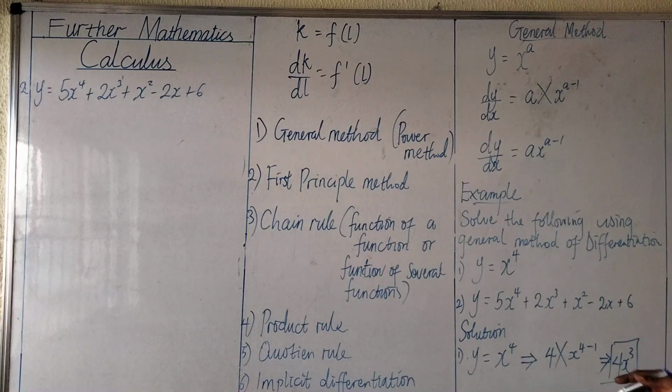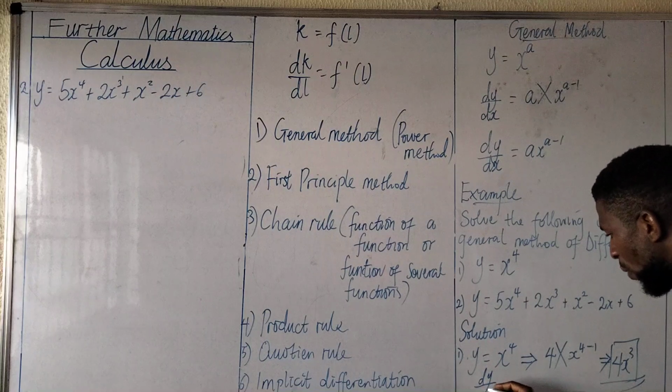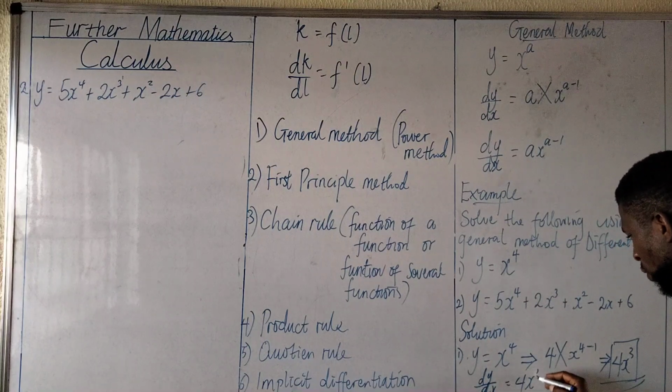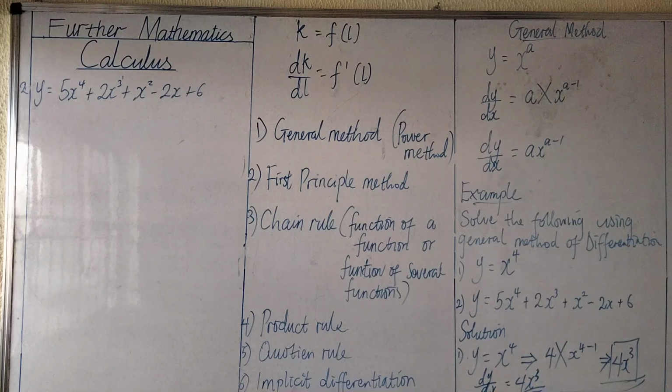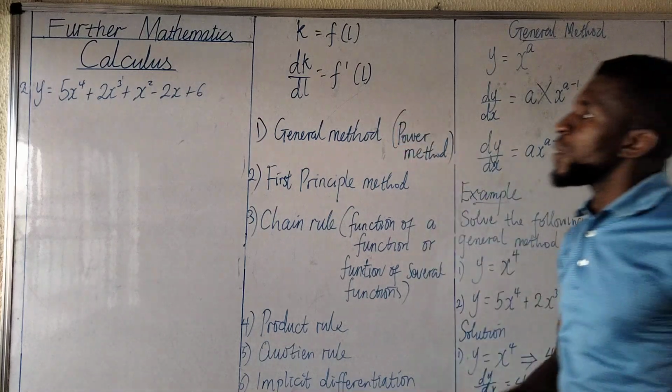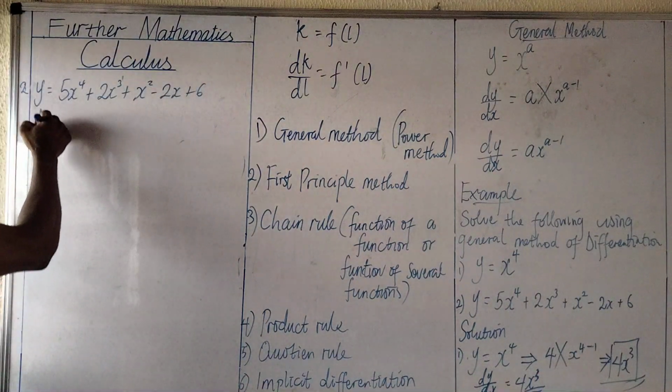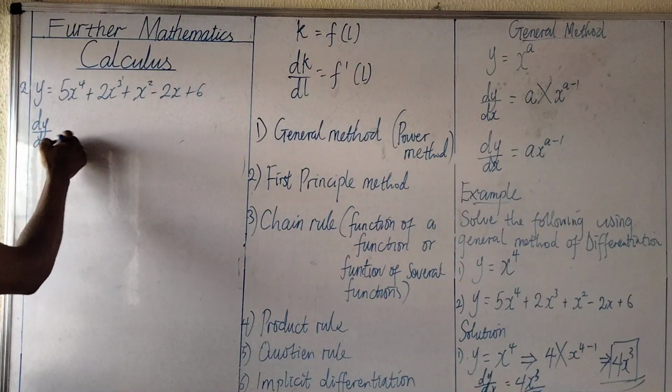Okay, the answer of this is 4x raised to the power 3, that is our dy over dx is 4x raised to the power 3. So this is the final answer. So number 2 is what we are doing over here. To differentiate this with respect to x, it will be dy over dx.